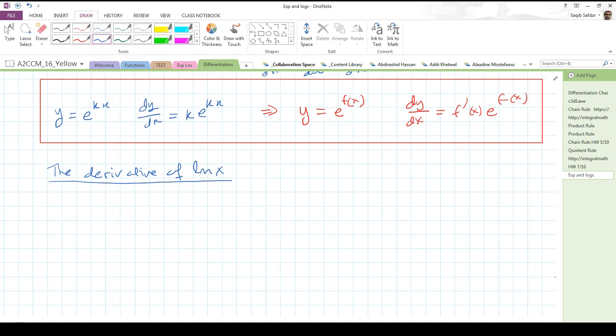Okay, can everyone look up for this? Even though I was working ahead, can everyone look up? Right, let's now look at the derivative of ln x. This is quite interesting.